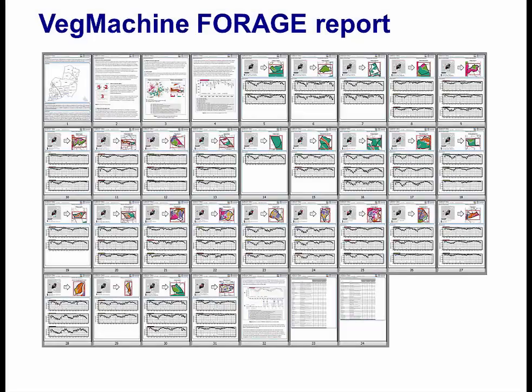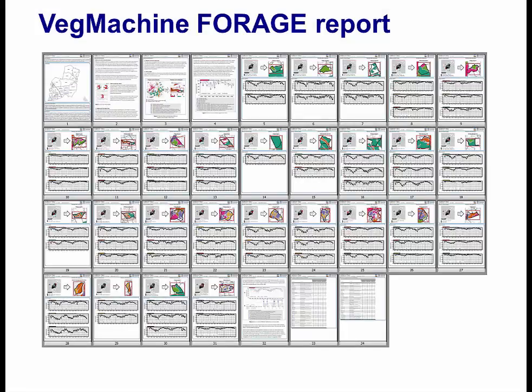This is the second video in our series on VegMachine forage reports. Previously we looked at how to create a report, and this video will show you the basics of interpreting it. Your report will arrive by email as a PDF document. The number of pages varies, but the layout of every report includes 3 sections.